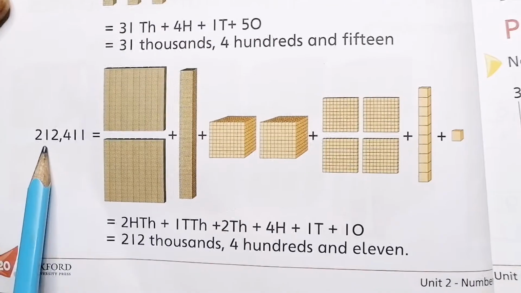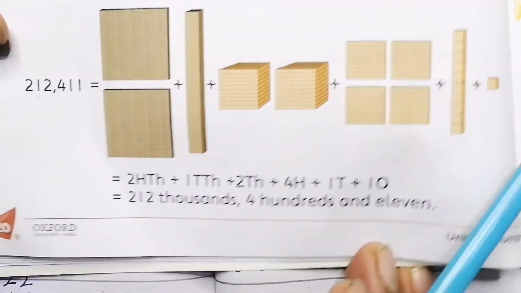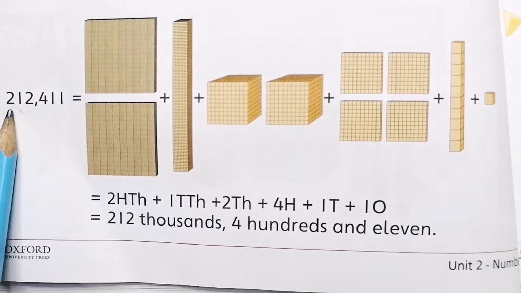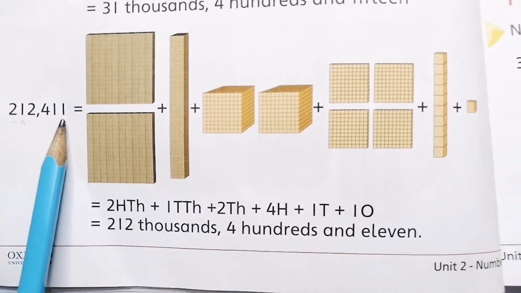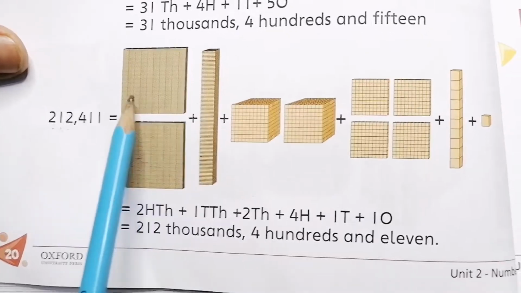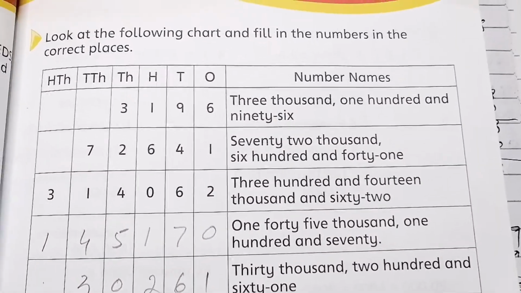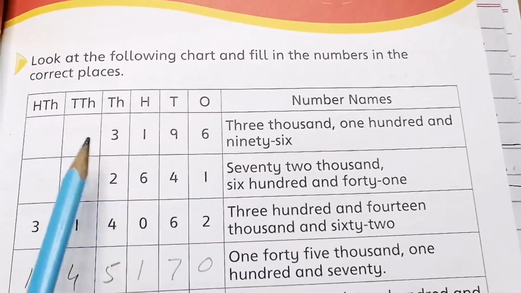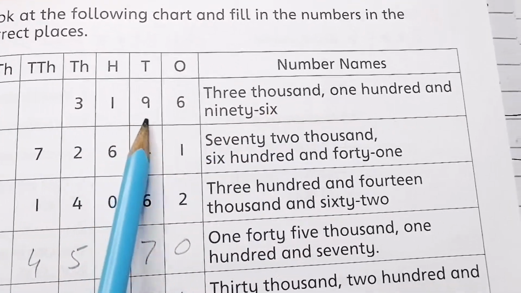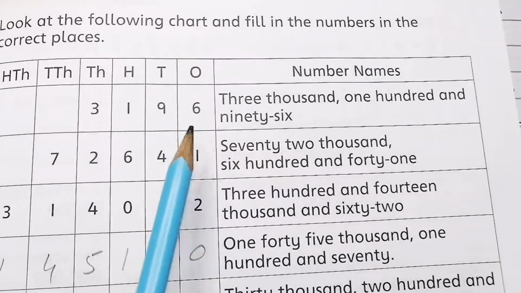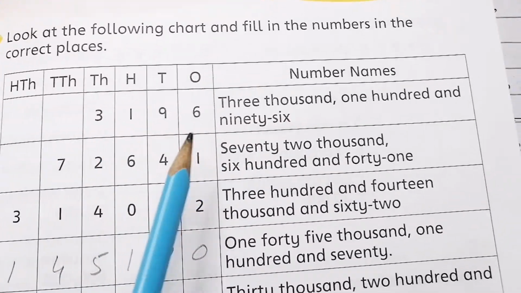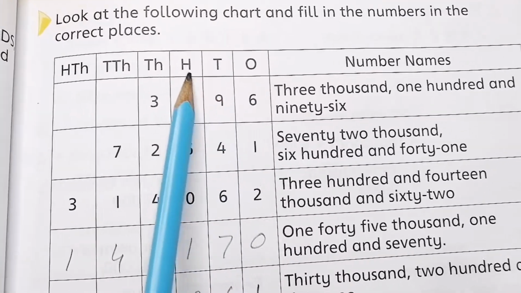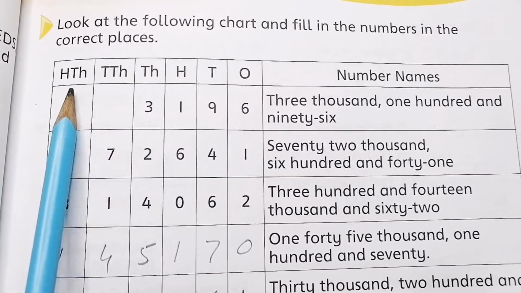This is 212,411. So you can read it like this. This is units, tens, hundreds, thousands, 10,000, and 100,000, right? 212,415. So similarly you can. So on page number 21, this is about place values of the numbers. Numbers have been given, so we have to write them in words and then on the place value chart. So this is given ones, tens, hundreds, thousands, 10,000, and 100,000.